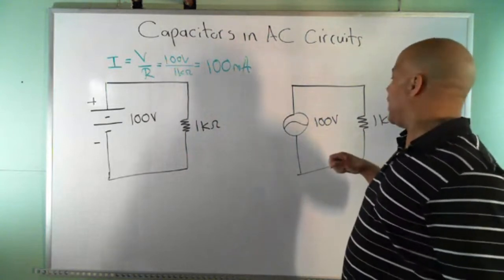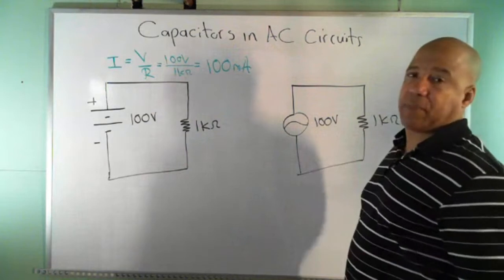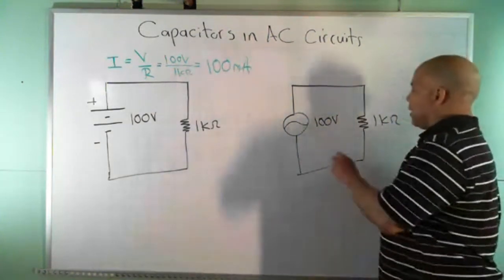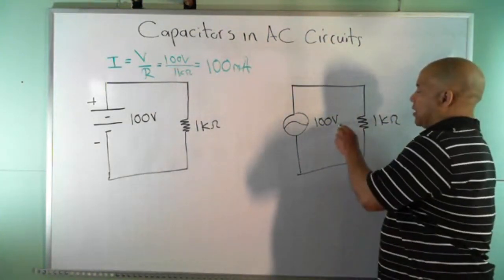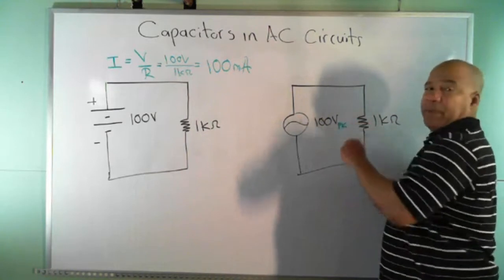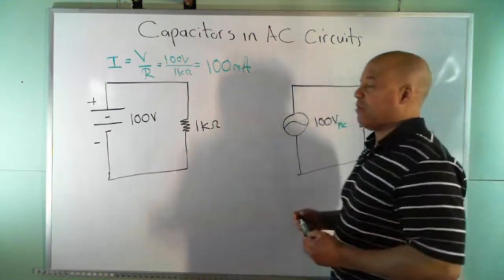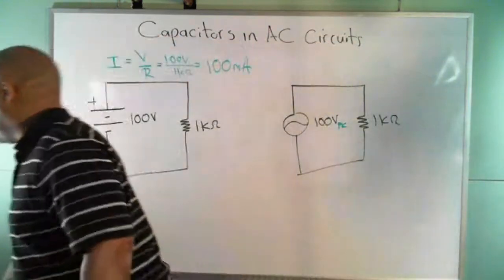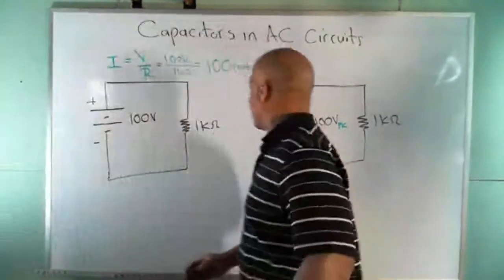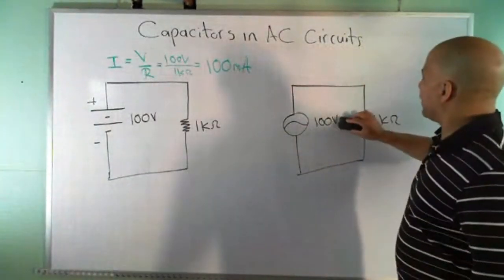So if I say 100 volts, it's 100 volts RMS. If it was peak or peak to peak, then I would subscript it with a little PK or PP or something like that. So for now, we're always dealing with RMS voltages. So we'll make that clear right now. So that's one thing that's different.